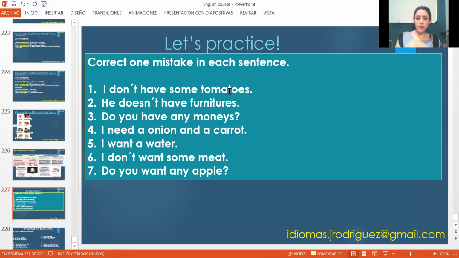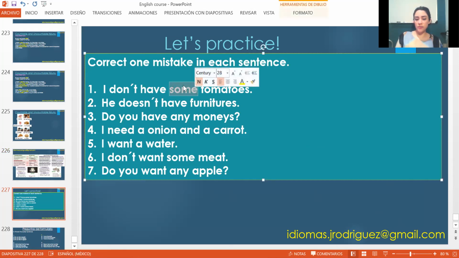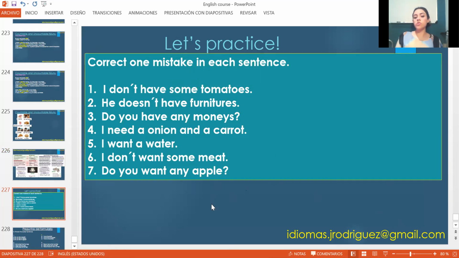I don't have some tomatoes. No tengo algunos tomates. Do you remember we said something about some? ¿Se acuerdan que dijimos algo sobre some? Que lo usamos para afirmativos. ¿Ok? Pero ahí tenemos una negación. Entonces, ¿cuál es el que usamos para negar? Then, number 2. He doesn't have furnitures. Él no tiene muebles. What is the mistake there?